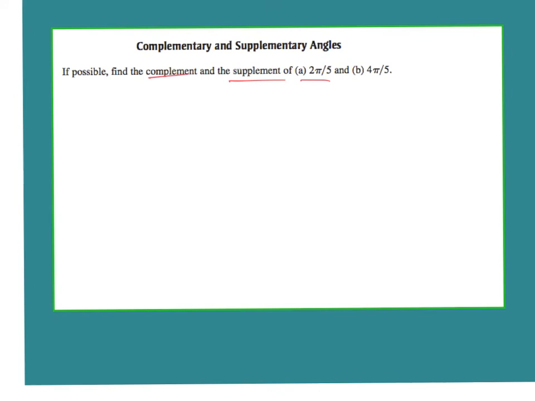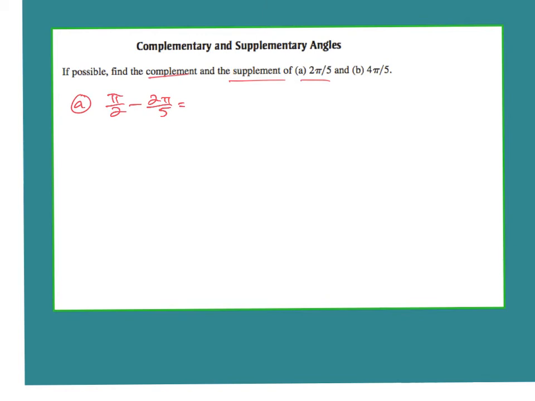So the first one we're going to work with is 2 pi over 5. All right. A complement adds up to how much? 90. But in radian mode, I want to think of 90 as what? Pi over 2. So we're going to say pi over 2 minus 2 pi over 5, okay? Because that's what we're going to get. 2 pi over 5 plus something gives me pi over 2. That's what complements are. All right, so we're going to kind of do inverse operation.